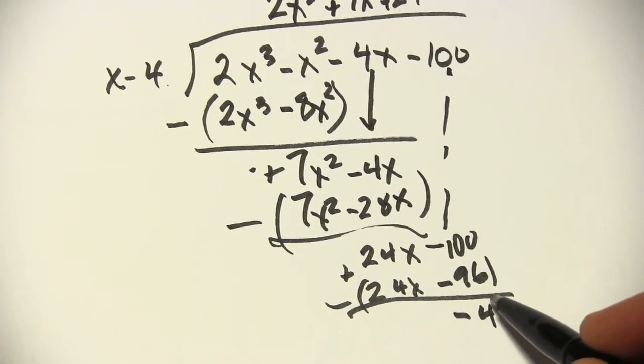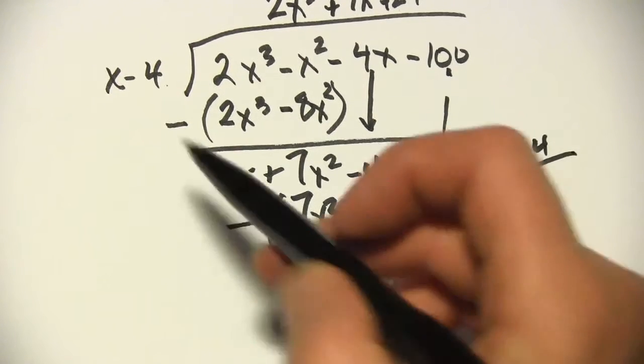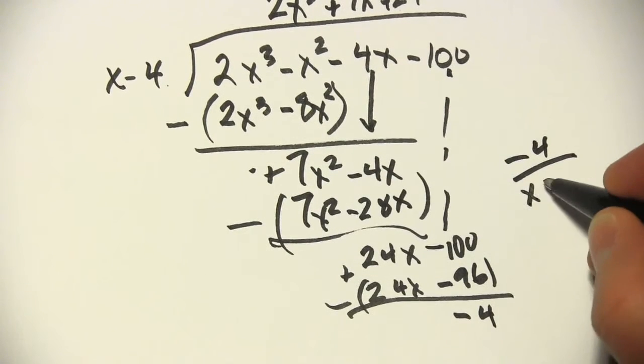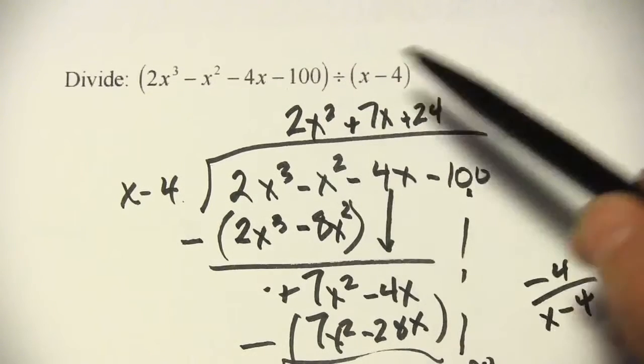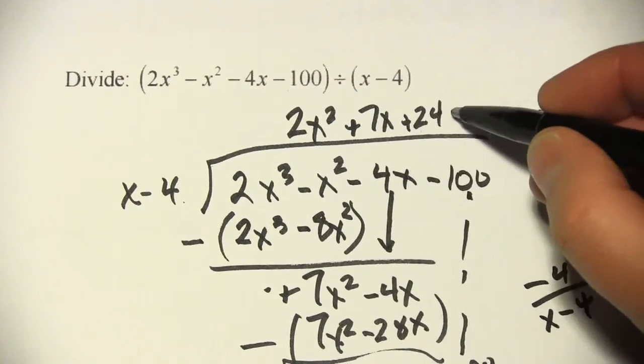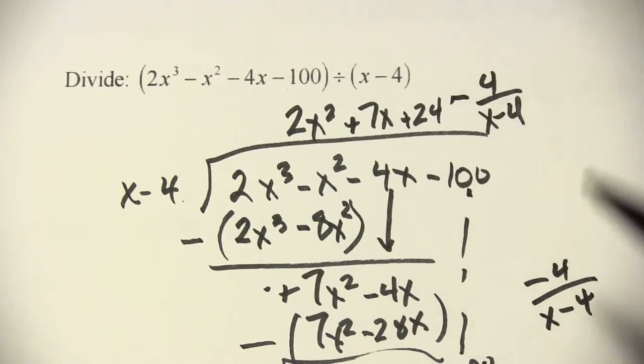This is our remainder. And the way we write that is the number over the divisor. So negative 4 over x minus 4. So our total answer here is 2x squared plus 7x plus 24 minus 4 over x minus 4.